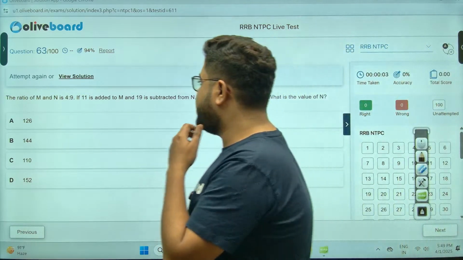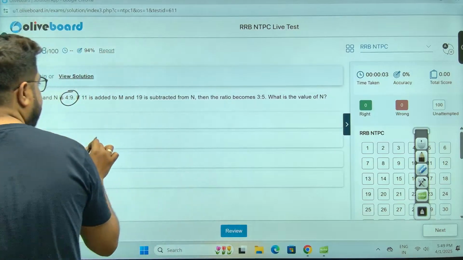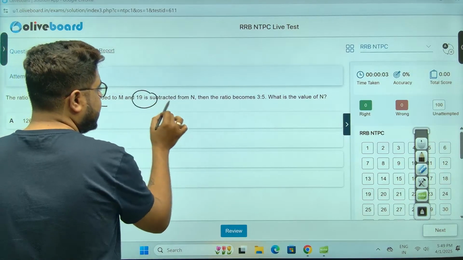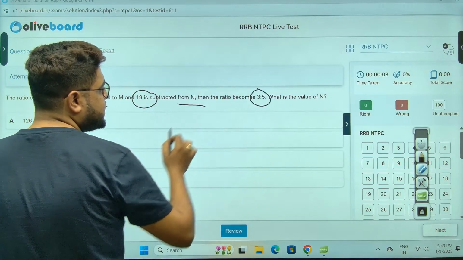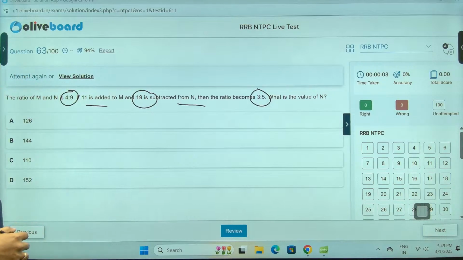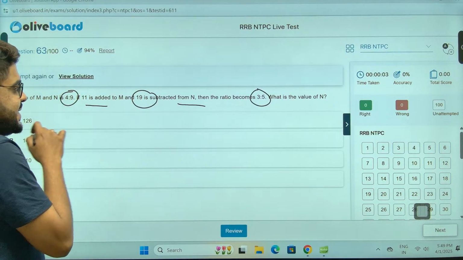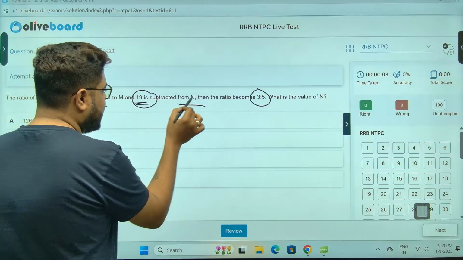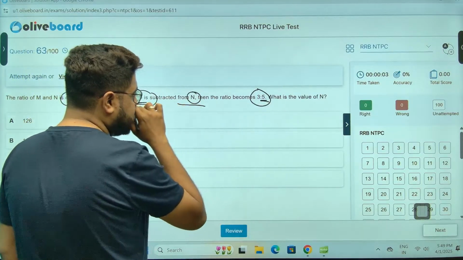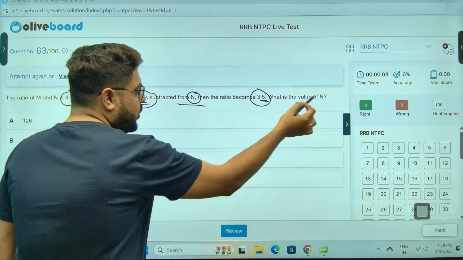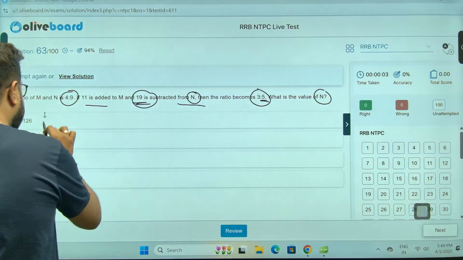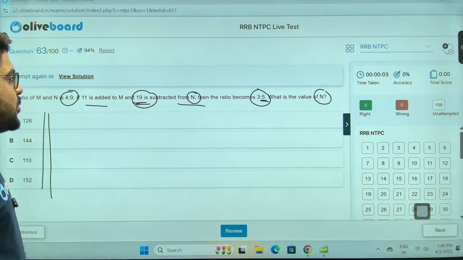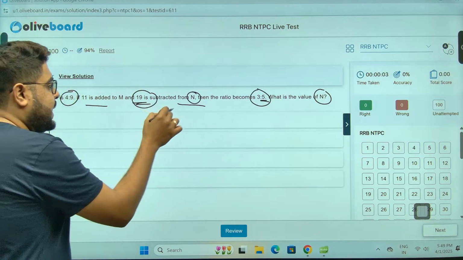M and N are in the ratio 4:9. 11 is added to M and 19 is added to N. The ratio becomes 3:5. What is the value of N? Sir, 19 is added to N. It is becoming 3:5. The value of N they are asking. These are all values of N.